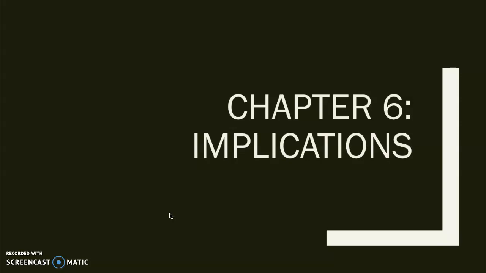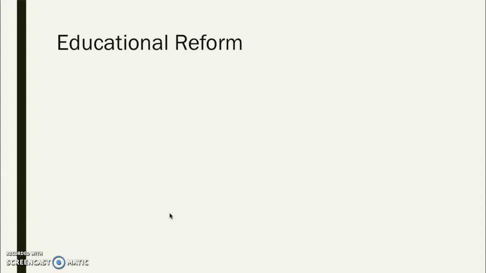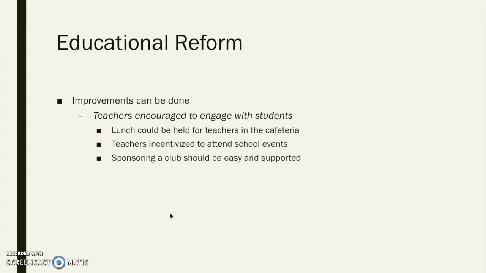What exactly does this research imply? What should we do? I think it implies a little bit of educational reform. We can definitely make some improvements here. One major improvement, like I said from the previous chapter, is that teachers need to be encouraged to engage with students, and specifically outside of class.